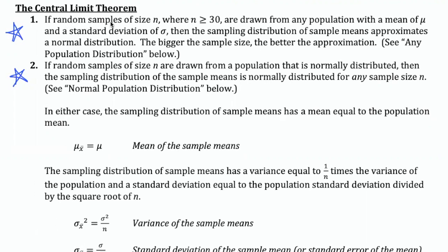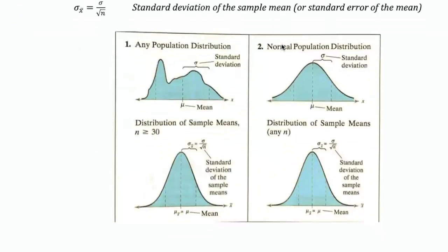So if we take random samples, the size n has to be at least as big as 30. In our previous example, we worked with a very small sample size. Generally, we avoid small samples. That was just to make the math easier. To use the central limit theorem, you have to have sample sizes bigger than 30. And if you know the population mean and standard deviation, then that sampling distribution of sample means will approximate a normal distribution. The bigger the sample size, the better the approximation will be.